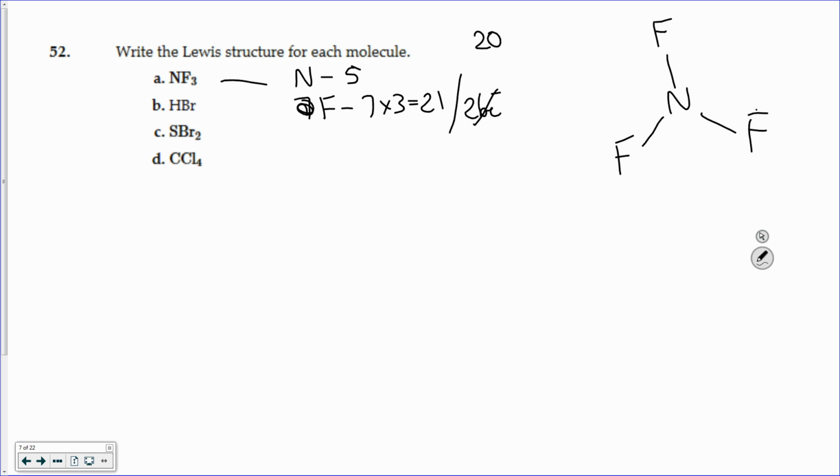The next thing I want to do is make an octet around all the exterior atoms. So on this fluorine, I need 1, 2, 3, 4, 5, 6. Same thing with the other ones. 6 more electrons are 12, 6 more are 18. So now I've used 18 and I have 2 electrons left. Those remaining electrons go to the central atom, and now I've used all the electrons up.